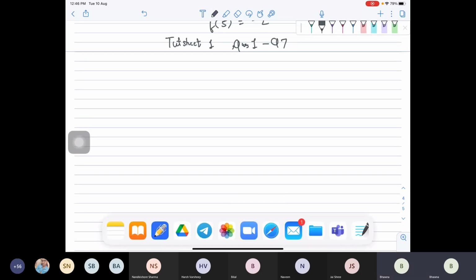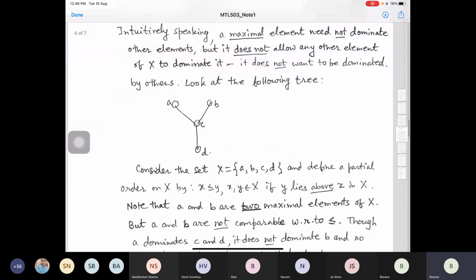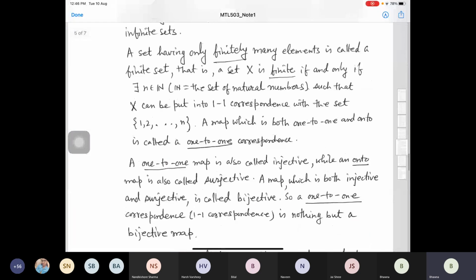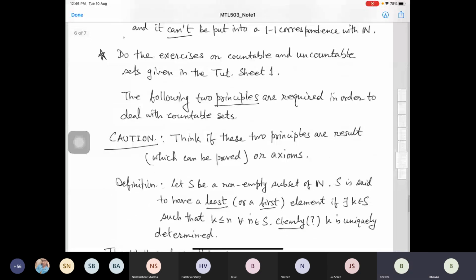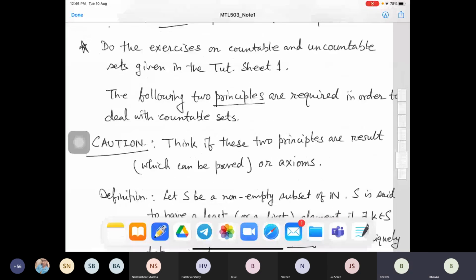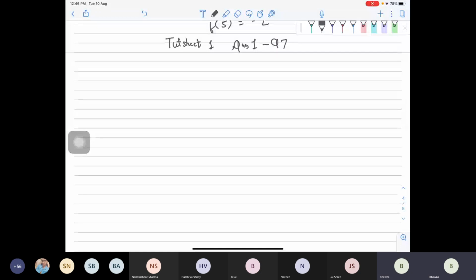Oh, I think something is left. Yeah. Now there are two important principles. Do you have a class after this? Yes, ma'am, but it's at 2. At 1 o'clock. Okay, so can I take 10 minutes extra if that's fine with you? Yes, ma'am. No problem. Okay, thank you so much.